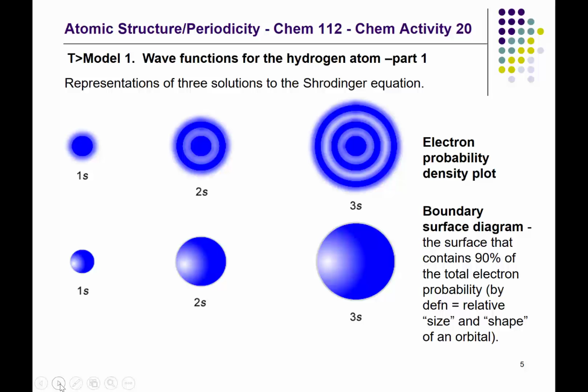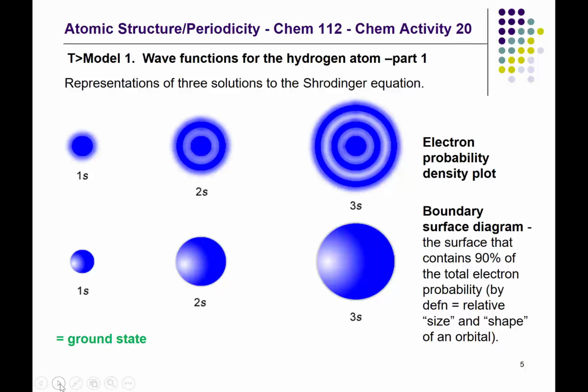If we want you to represent a solution to the Schrödinger equation, we'll usually ask you to draw a boundary surface diagram. Sometimes that's abbreviated as drawing an orbital, but technically that's not quite correct, because these boundary surface diagrams represent more closely the square of the wave function. So here are three solutions represented by these probability density plots and boundary surface diagrams. One thing you might be thinking about is that the 1s boundary surface diagram or electron probability density plot can be thought of as the ground state.